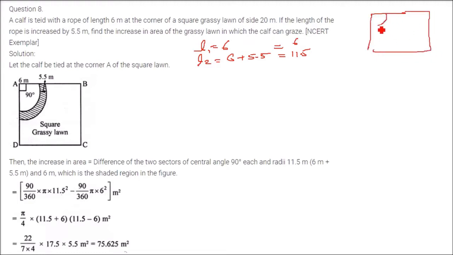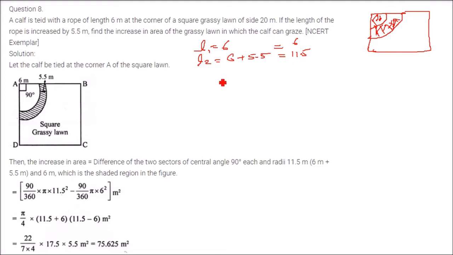So initially it was grazing on this one. Now when the length was increased, it is grazing on this one. So we have to find this area. So what we will do, first we'll find out the area of the bigger quadrant, that is this whole one. And then we'll subtract this one, the smaller quadrant. So we'll get this one, right?